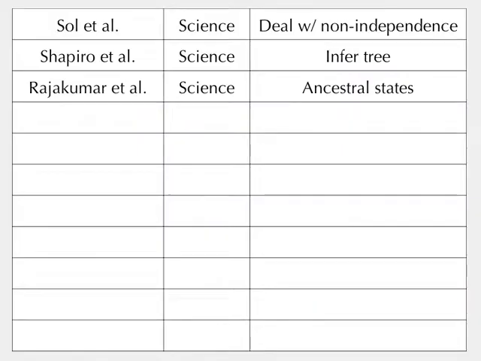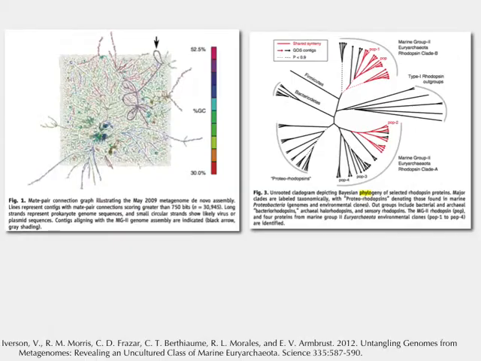Okay. Also, science paper. This is looking at the ancestral states. Okay. So, what did your ancestor have? What did it look like? Okay. In the paper, it's also from science.